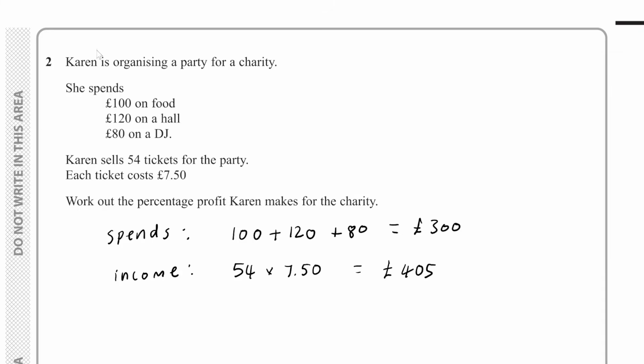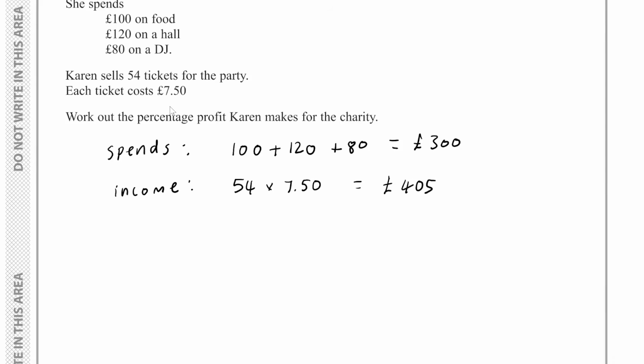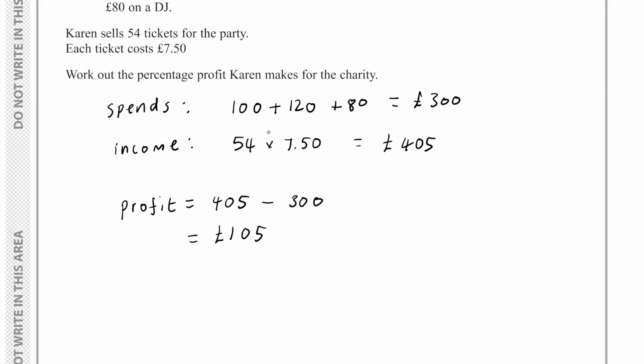So now we can work out her profit. Her profit is the income minus the expenditure. So the profit is 405, take away 300, that's £105 profit. We want the percentage profit. So percentage change is change over original times 100. Percentage profit is the same thing.